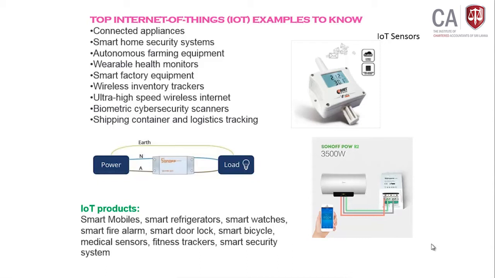And what are the IoT products? Smart mobile phones, smart refrigerators, smart watches, smart fire alarms, smart door locks, smart bicycles, smart cars, fitness trackers, smart security systems. So, I will draw an IoT example on the board.